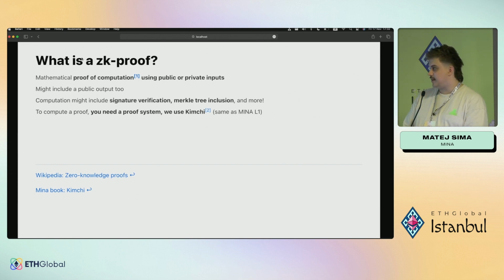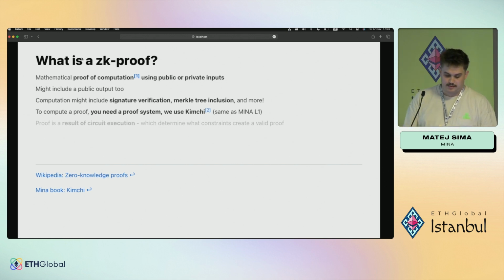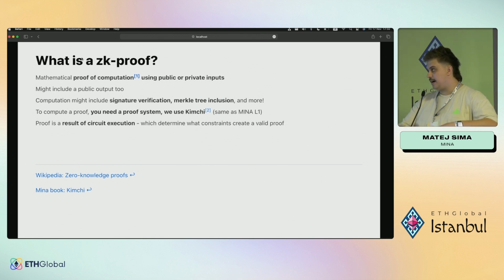To compute a zk proof, you need to use a proof system. The proof system that we use for Protokit is called Kimchi, and is the same proof system as the Mina L1 is based on. To generate the proof, you need to execute something that's called a circuit, and the thing that we'll be looking at on the next slide is a zk-DSL written in TypeScript called O1JS that allows you to write circuits in TypeScript, which you can then compile and generate a proof of the computation that you have defined.